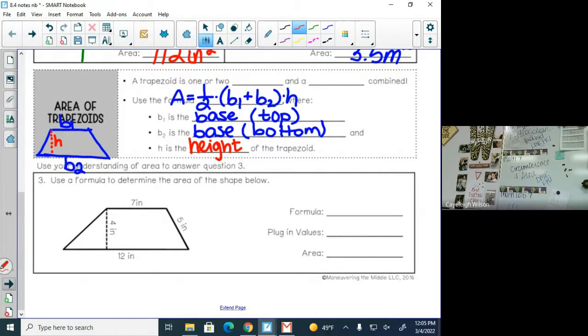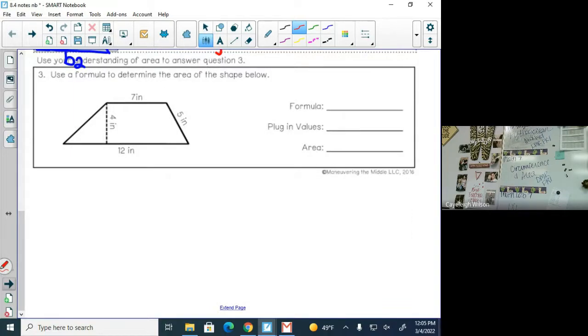All right, so we're going to move on to number 3. It says, use a formula to determine the area of the shape below. You'll notice right there, it does not tell you what shape it is. So you're going to have to know that this is a trapezoid. And from a trapezoid, this is the formula that I use. So on my little formula part, I'm going to put 1/2 times base 1 plus base 2 times the height.